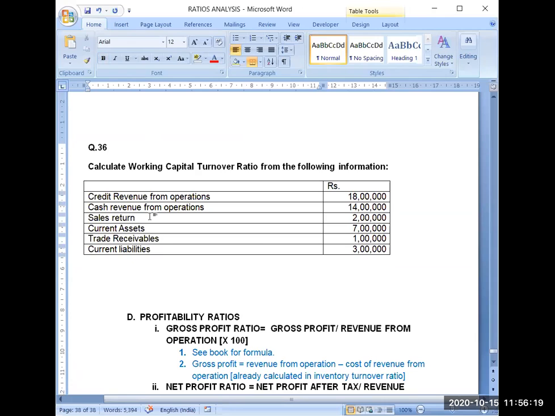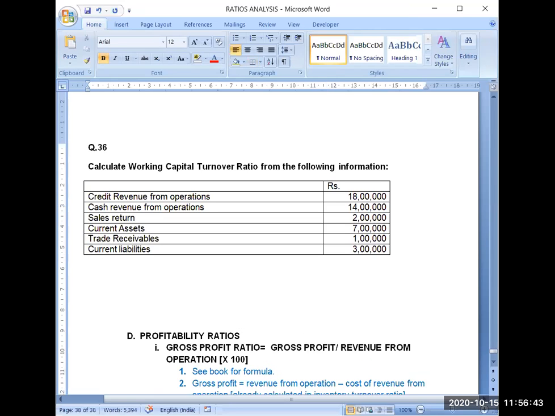Then current assets are given. Trade receivables are given. Now trade receivable itself is part of current assets, so we don't need to consider trade receivables separately. And current liabilities are also given. So we will consider only current assets minus current liabilities. Sometimes you may get this type of information, just avoid that. Current assets obviously include trade receivables, so we don't need to consider trade receivable.